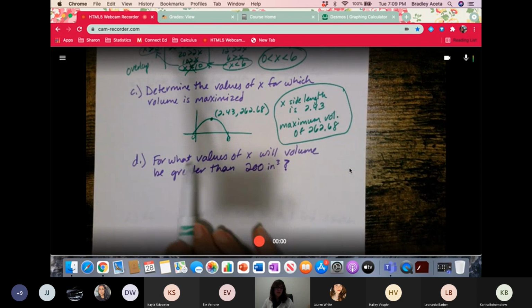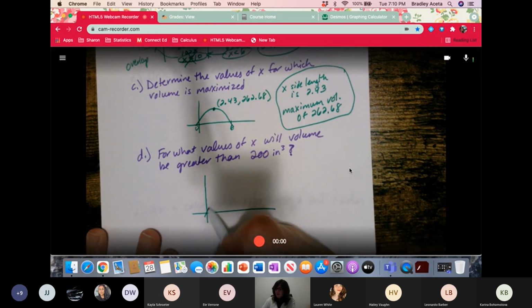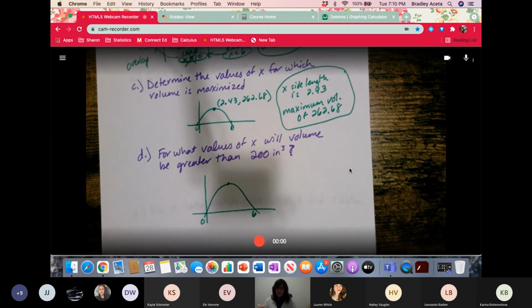Now let's do this part. For what values of x will the volume be greater than 200? I'll do it in Desmos in a minute, but we're going back to this picture, 0 to 6. I got my max here, which is 262. Well, I want to know when the y values will be greater than 200. What are the x values that make it a volume greater than 200?